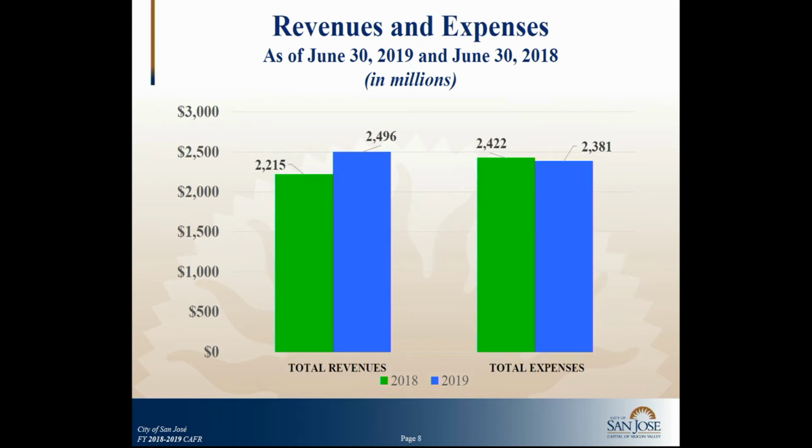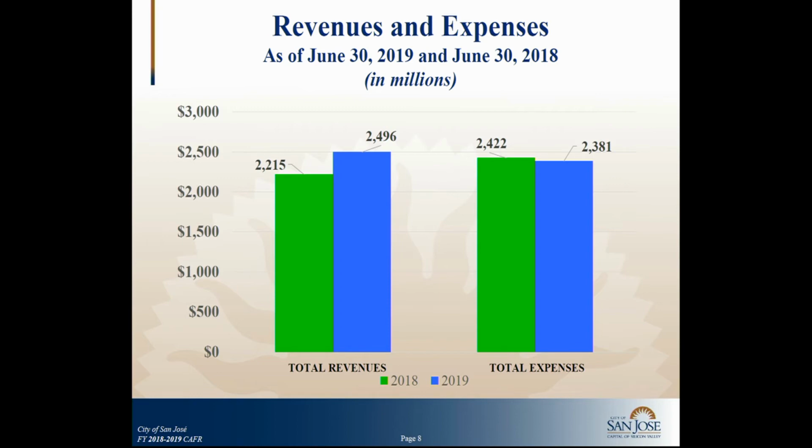On the next page, this is where we capture all the city's revenues and expenses. The statement of activities of revenues and expenses can be found on page 9 of your CAFR. This is on a government-wide basis. Total revenues back in 2018 were $2.215 billion, and in 2019 we have about $2.496 billion, which represents an increase of $281 million, which is equivalent to 13% as compared to the prior year. So revenue is pretty healthy for the city.